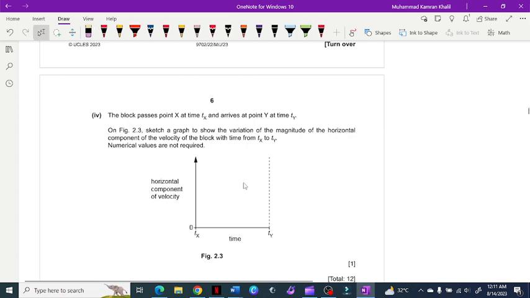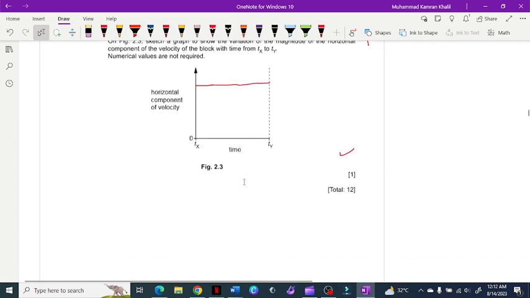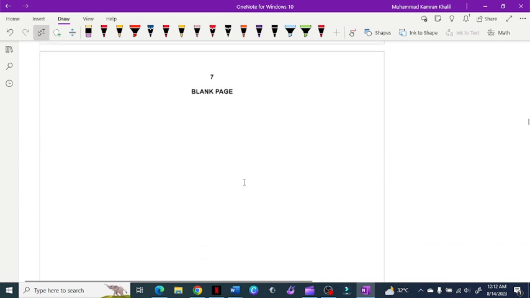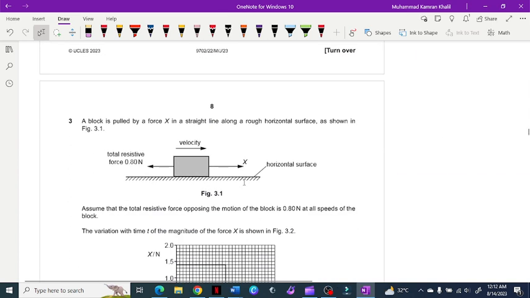Now, you already know that for a projectile motion, there is change in the vertical component of the velocity. The horizontal component of the velocity will always remain same because that is not affected by the force of gravity. So what will be the shape of the graph? The horizontal velocity will remain same, so the graph will be a straight line, and then you will get 1 out of 1 mark. So that question contained 12 marks. Now moving towards the next question.